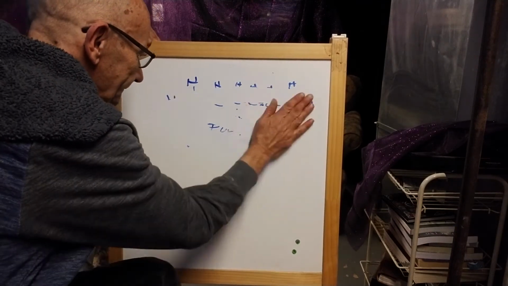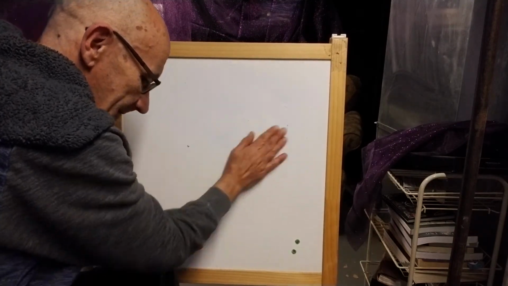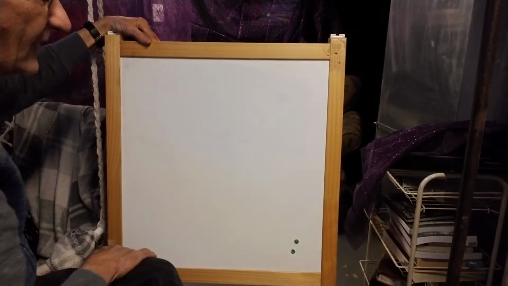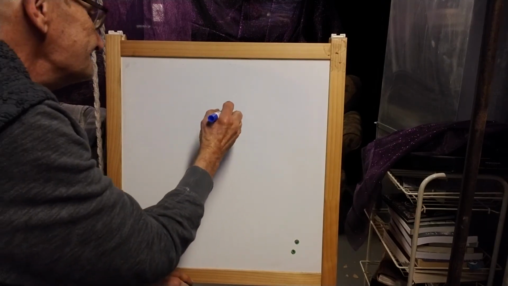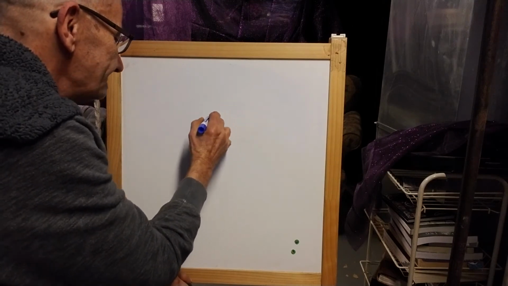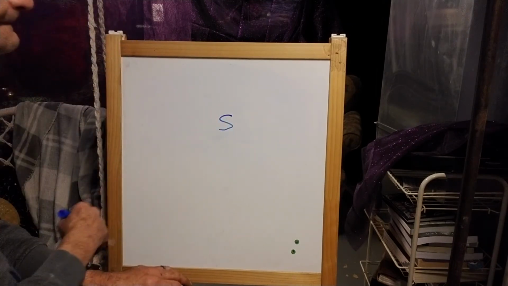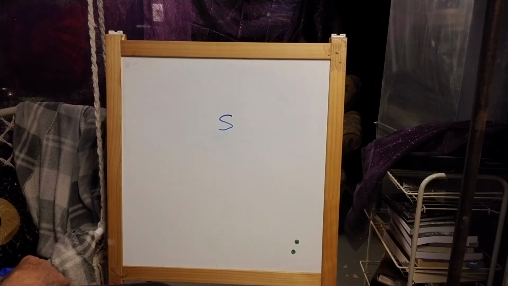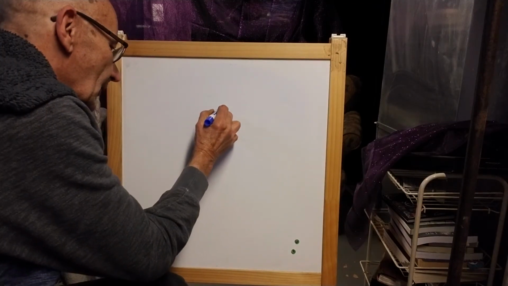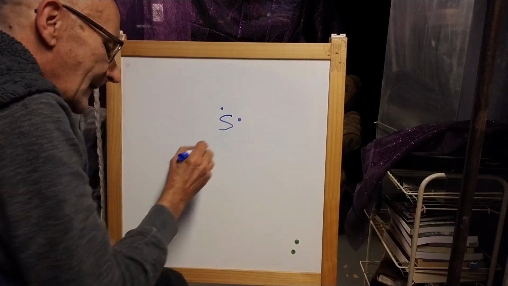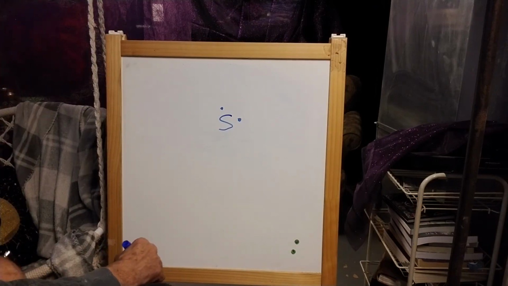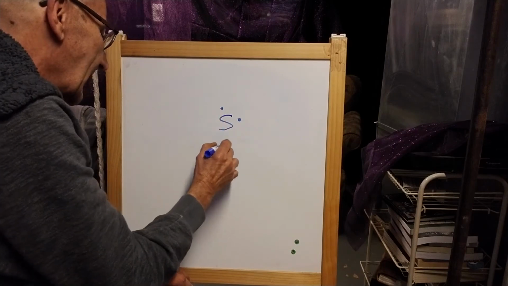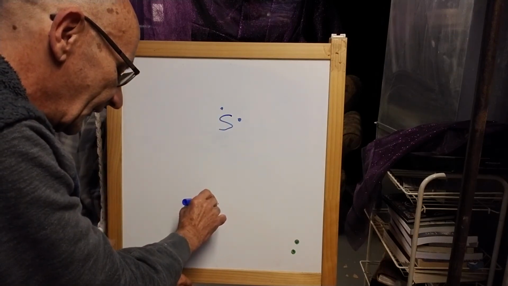But let's get into another one. A couple more examples here. Sulfur. And it has 2 electrons in its outer shell. H. Okay, let me think about this.